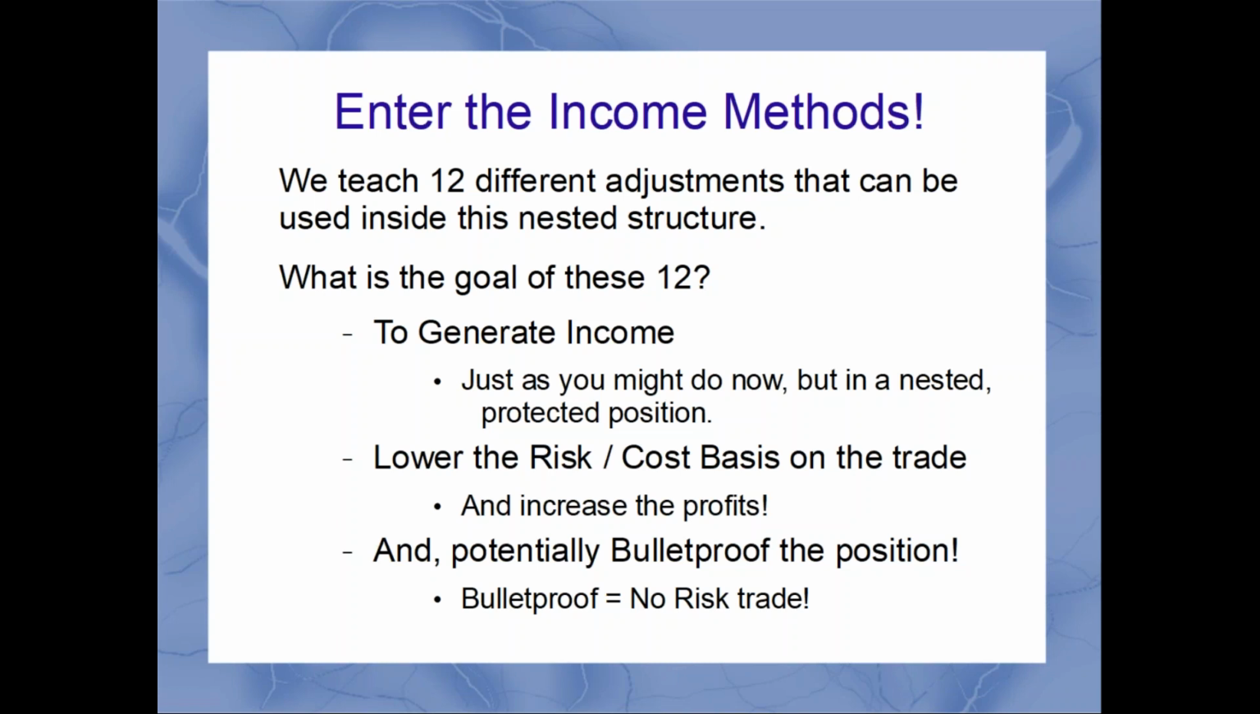The income methods, we want to lower the risk, lower the cost basis on the trade, which will also help us increase the profits, whether the stock moves up or down or maybe stagnates. And of course, we want to look at potentially bulletproofing the position. And what that means is that after a few adjustments, I may have lowered the risk completely to where I have no risk to the downside, going into earnings or going into a volatile market, and still have the potential for further upside profit.